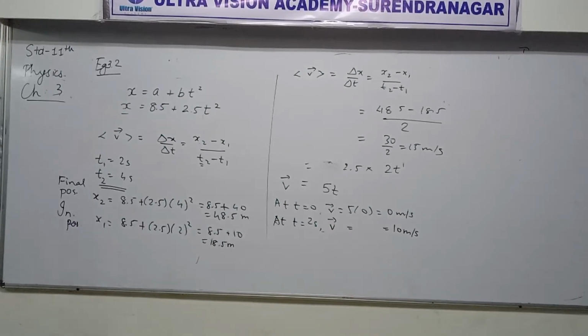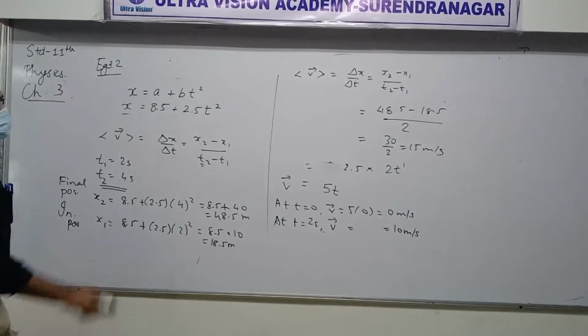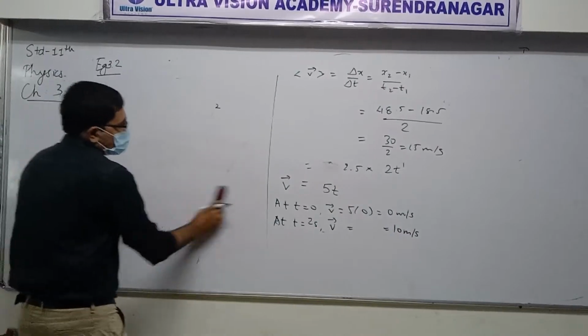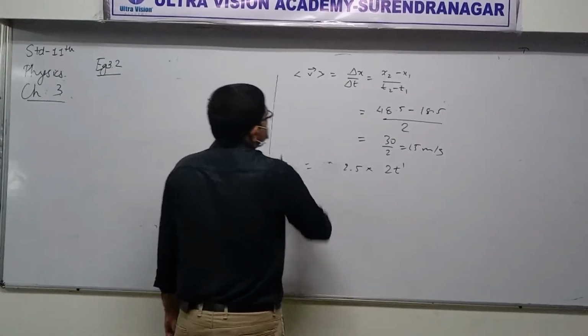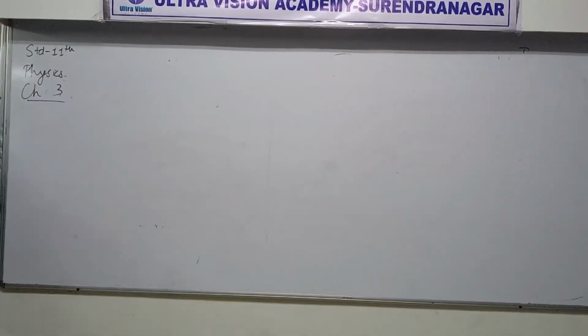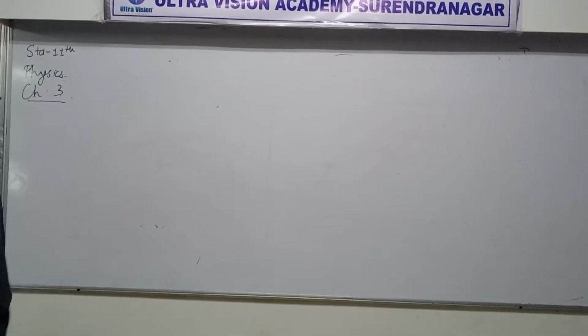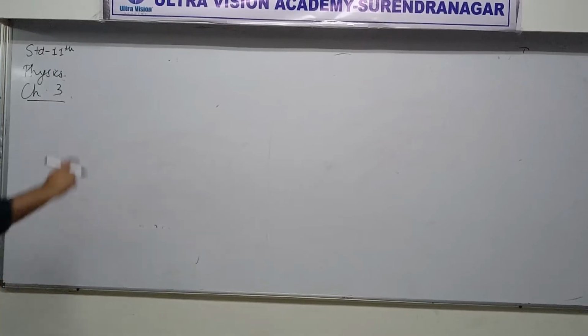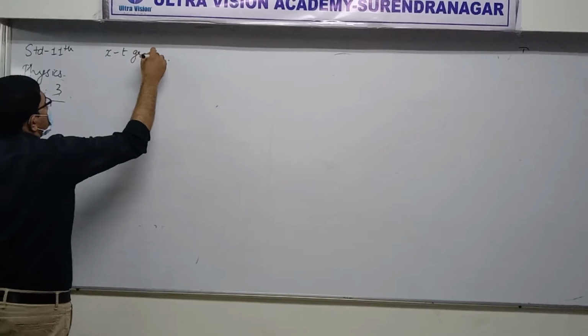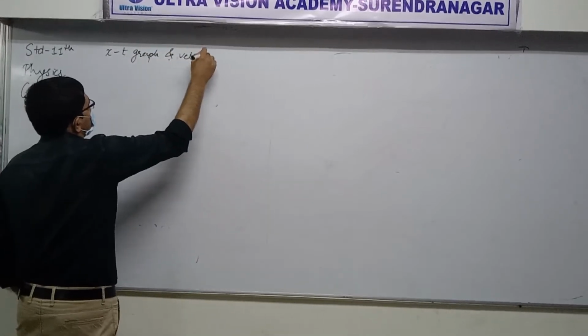Okay? All right. Any questions? Fine. So example 3.2 is this. Now let's go over to the next, that is finding velocity from xt graph. Okay, so xt graph and velocity.